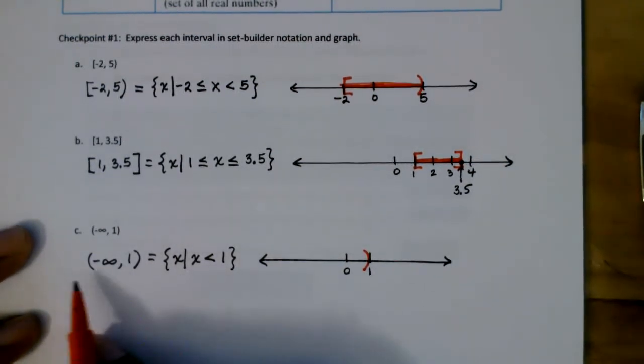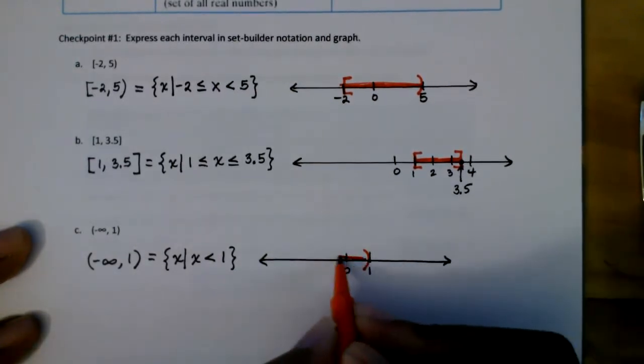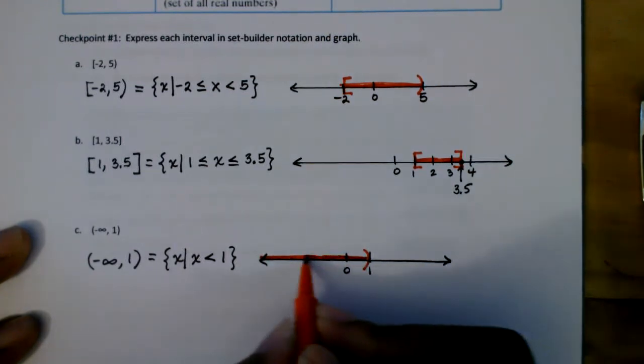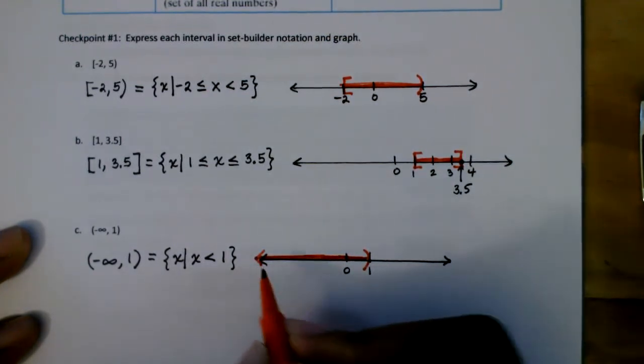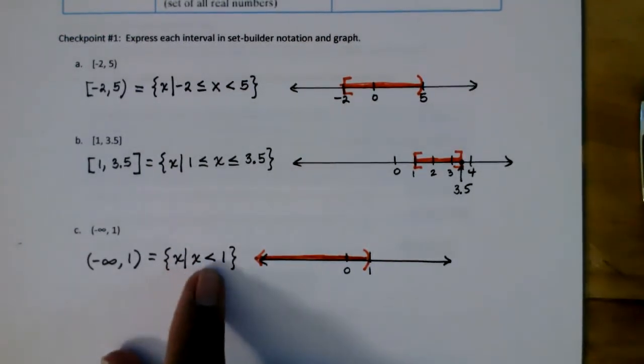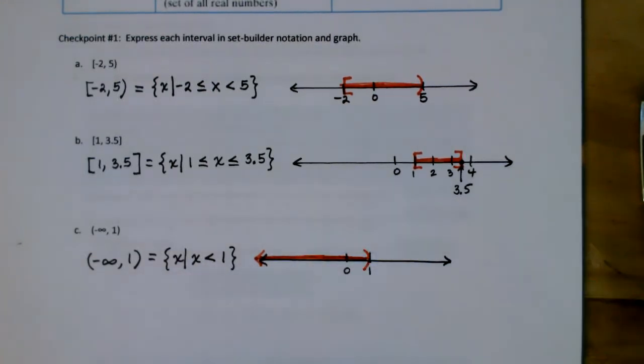-infinity is indefinitely to the left. So that means we need to shade to the left of 1. And also, if you looked at your set builder notation, you can see that the less than symbol points to the left. That tells you you need to shade to the left of 1. Okay.